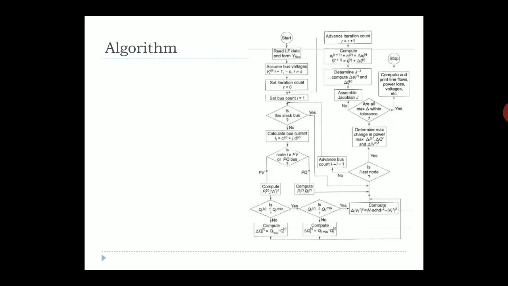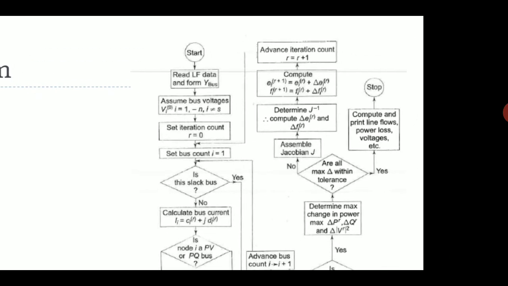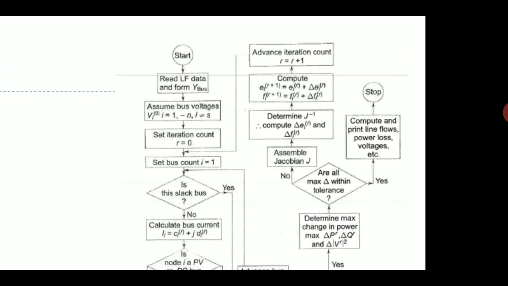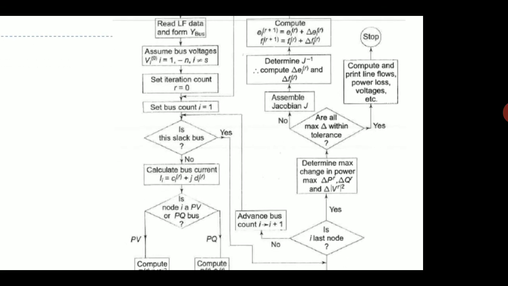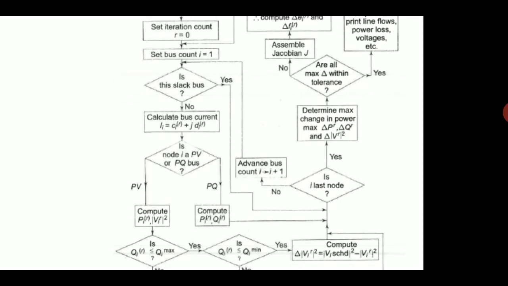So this is the algorithm for the NR method. Your question comes as to define the algorithm. We start by reading the load flow data and the Y bus. We assume the different voltages and set the iteration count, so the first iteration will go on. Then we set the bus count. For every bus, we check whether it is a slack bus or not. If it is a slack bus, we ignore it.